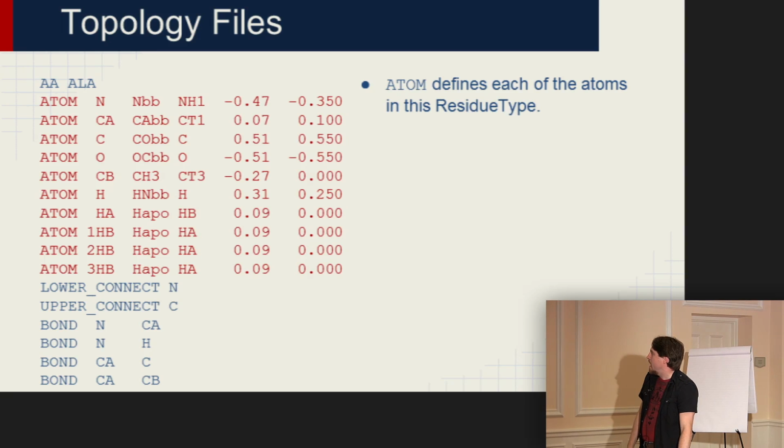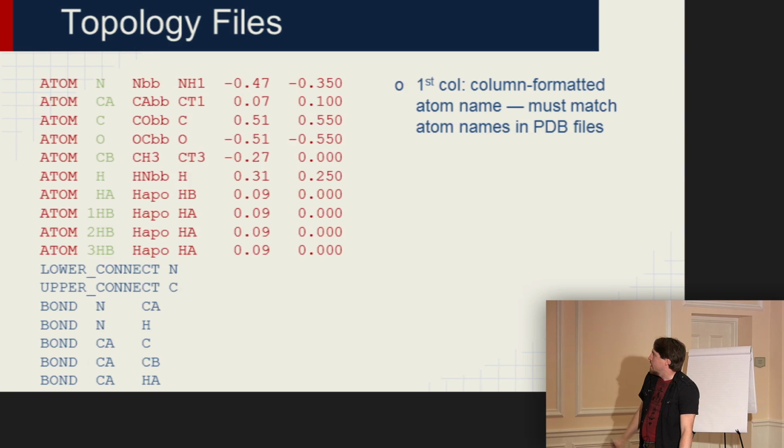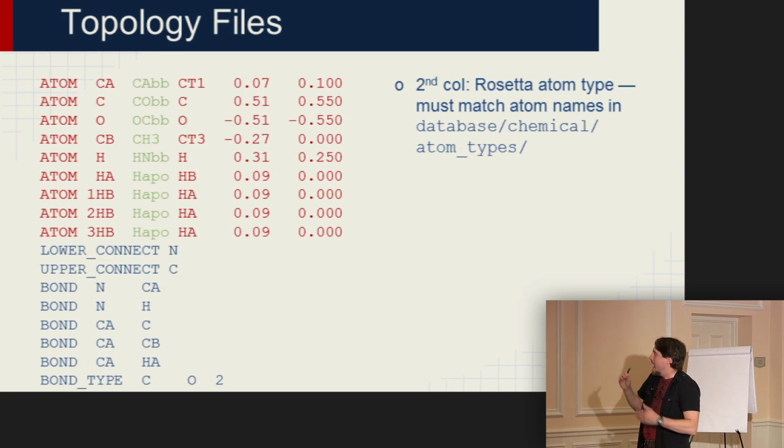Okay, so the atom section in the topology file is what actually defines each of the atoms used in the residue type. The first column is the name that you will see in a PDB file. This is the input name. So these have to match what's in the PDB file. These are the atom types that are used in Rosetta. A list of atom types in Rosetta is stored in the database here, database chemical atom types. Rosetta has its own way of handling all the atoms and its own parameters that it uses for whatever it does. That's all based on this name, like C alpha backbone.